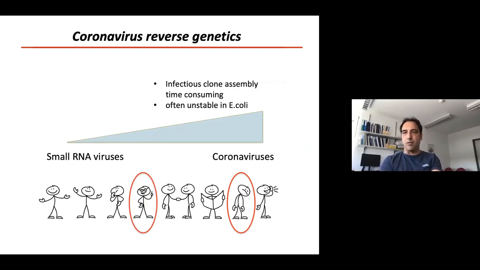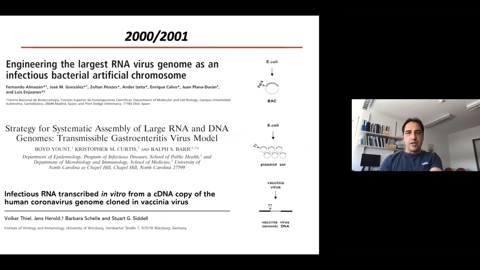That gave us a little bit of a hard time for a while, but eventually the coronavirus field came up with some unconventional systems. These are shown here. This was all more or less in the same year, 2000, 2001, when first the group of Luis Enjuanes showed that you can assemble and clone a full-length coronavirus DNA in a bacterial artificial chromosome.